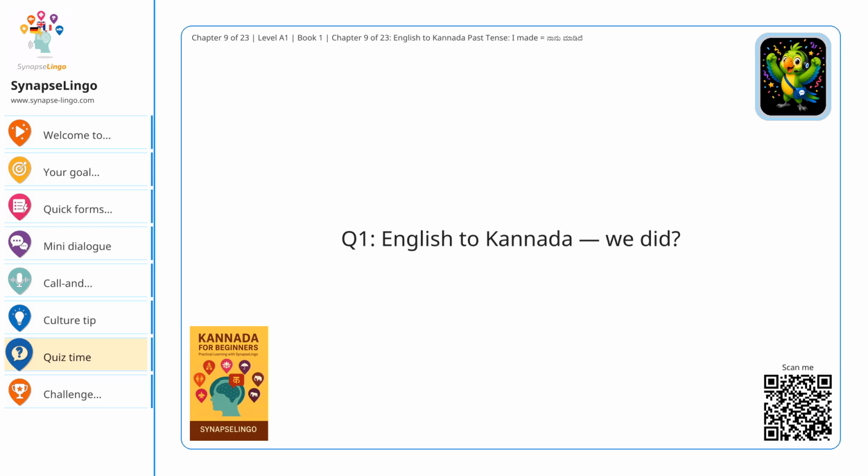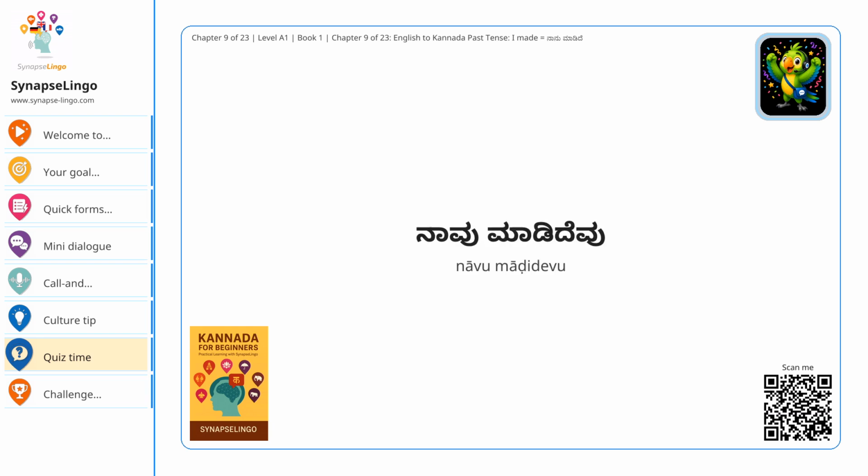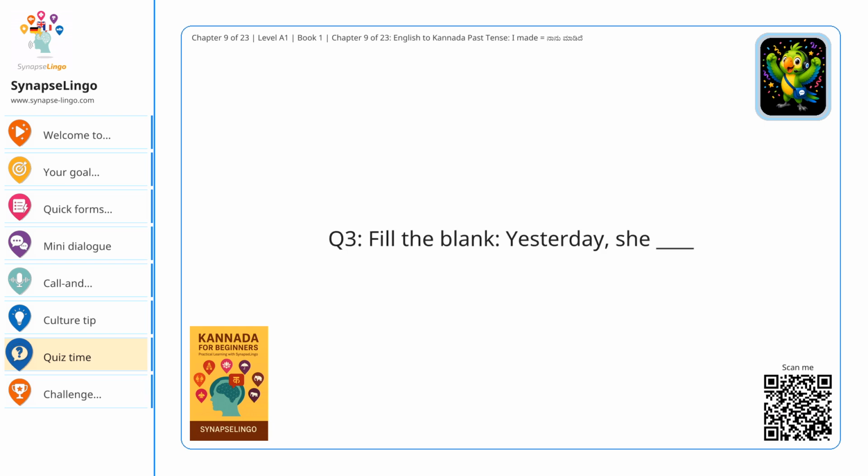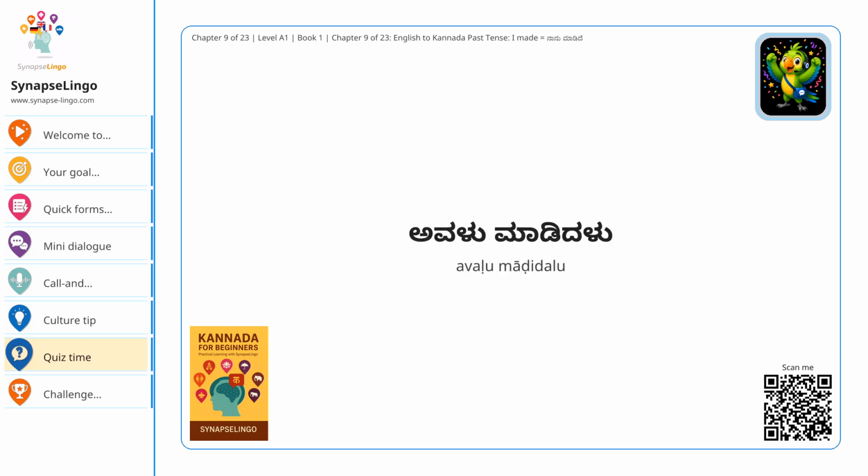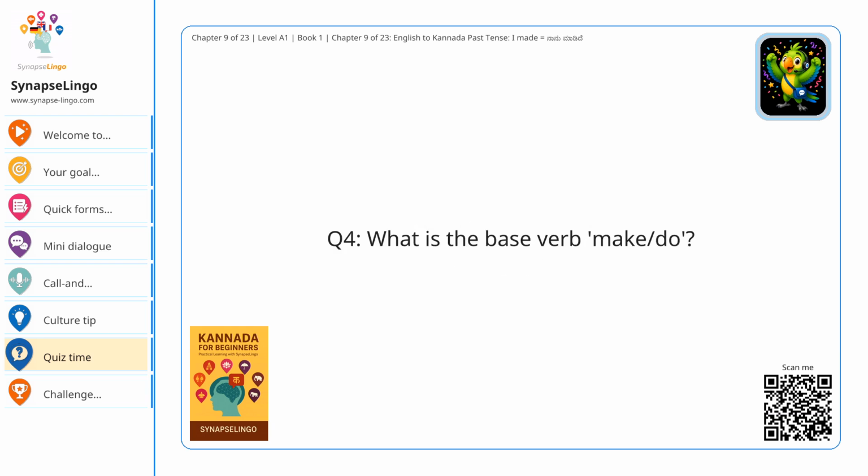Quiz time. Quick quiz, answer out loud, then check yourself. Q1. English to Kannada, we did? A: ನಾವು ಮಾಡಿದೆವು. Q2. Kannada to English: ಅದು ಮಾಡಿತು. A: It made. Q3. Fill the blank: Yesterday, she blank. A: ಅವಳು ಮಾಡಿದಳು. Q4. What is the base verb, make, do? A: ಮಾಡು.